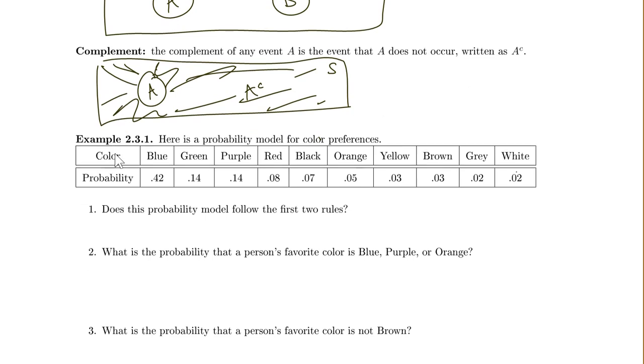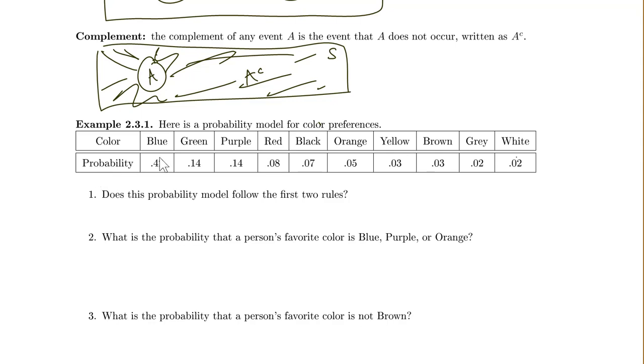So what does this look like? Here's a probability model for color preferences. We have each color with the probability that someone chooses one of those colors. So first of all, does this probability model follow the first two rules? Well, our first rule is every number is between 0 and 1. So 0.42, 0.14, if I look at each of those probabilities, each one is between 0 and 1.